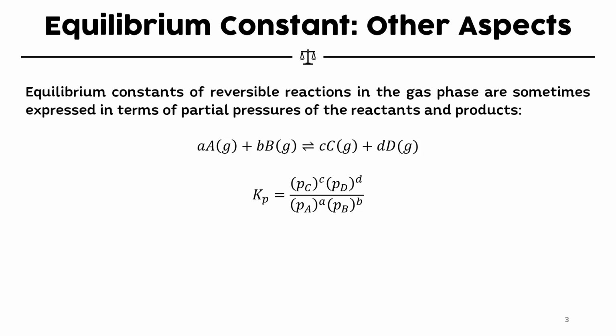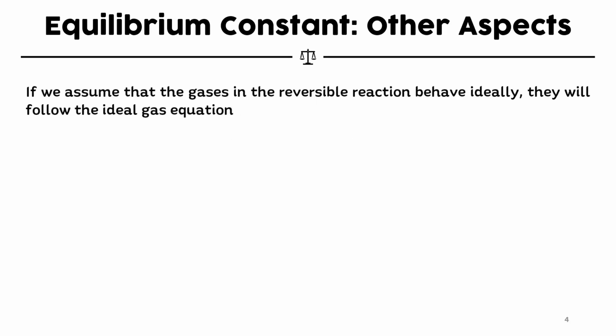Now, we can actually establish a relationship between Kp and Kc if we assume that the gases in this reversible reaction behave ideally. So if they are ideal gases, they will follow the ideal gas equation, which I'm pretty sure we are very familiar with. From this ideal gas equation, we can establish a relationship between the partial pressure and the concentration of your component in the reversible reaction.